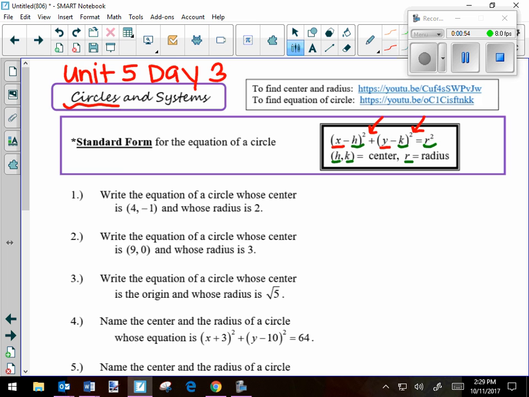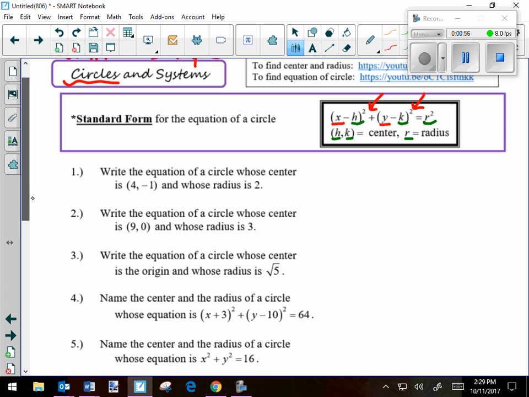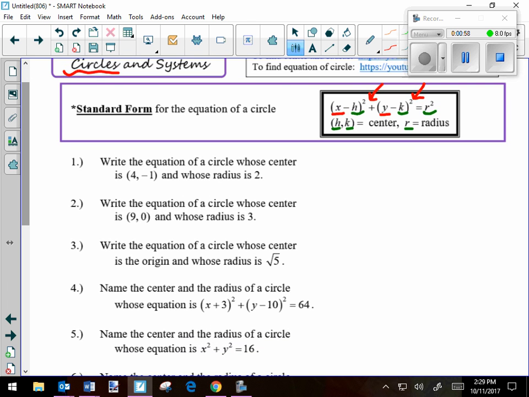If they give us a question like number 1, where we are writing the equation of a circle whose center is at this point, we know the h and k value, and we know the r value for the radius. And I am literally going to plug that information into the above equation. So you can see the above equation right here. So I'm going to rewrite that, x minus h squared plus y minus k squared equals the radius squared. And I'm going to substitute in.